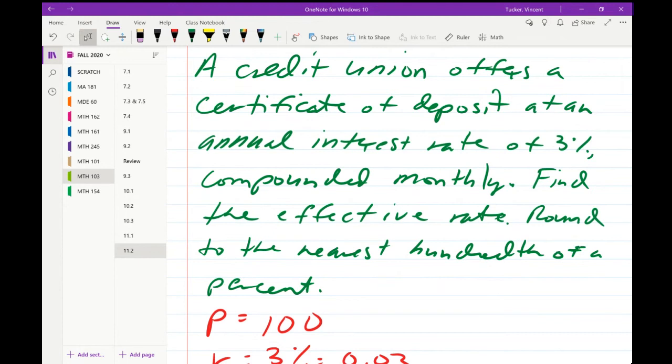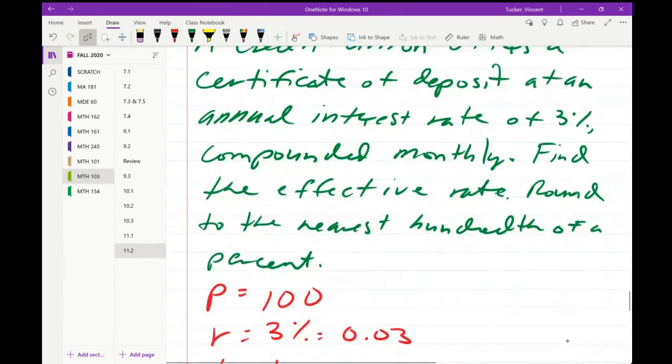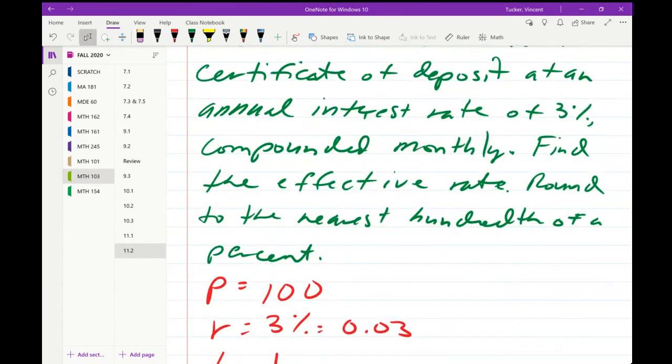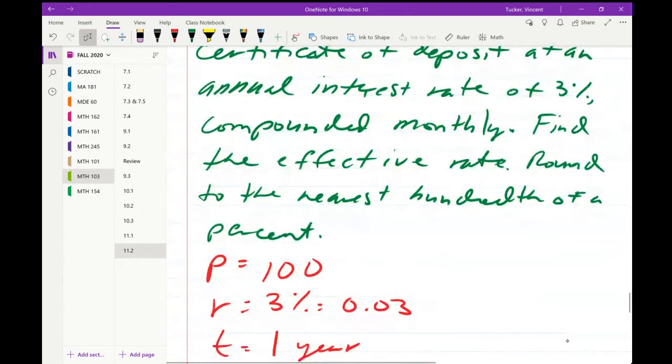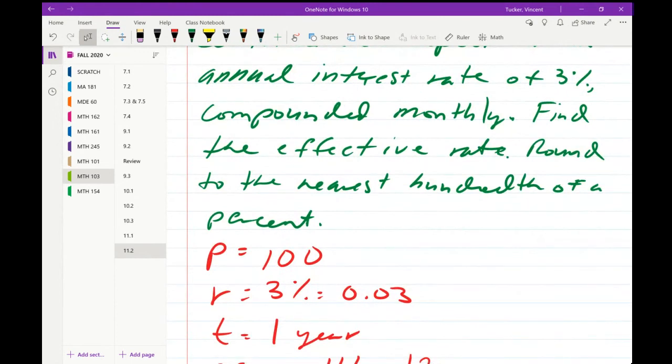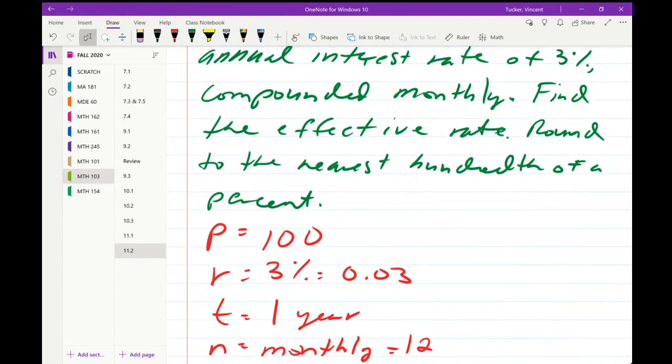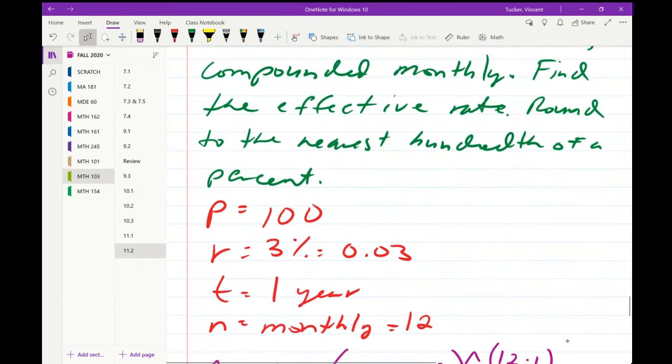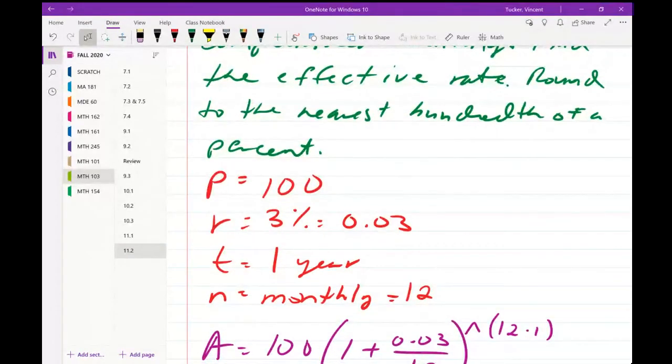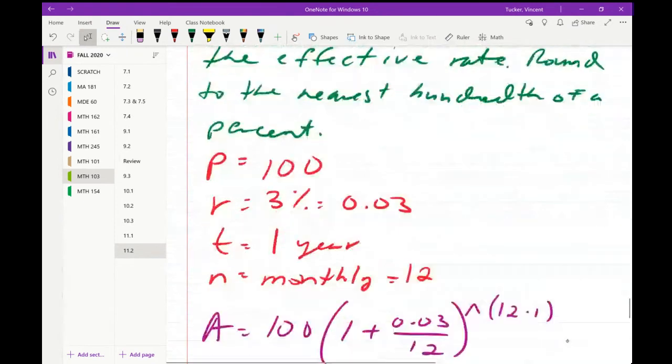I believe this is the last one out of 11.2. So to find the effective rate, the book said we should use 100 for P in order to be able to calculate it proficiently. So that's what we did. Use 100 for P. 3% was your R. T is 1 year, and it's compounded monthly. So once again, the book told us to use 100 to be able to find it. Nothing else was given in the problem.